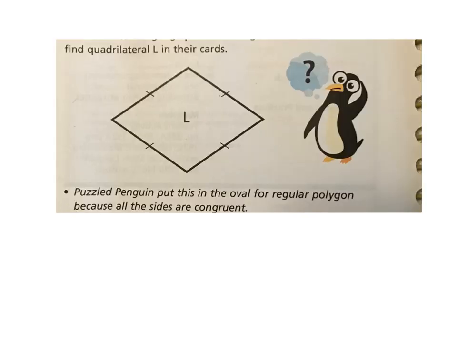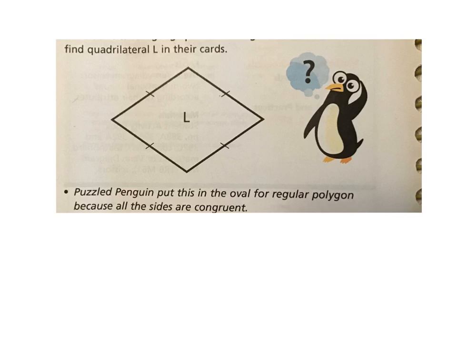Let's do a quick review with Puzzled Penguin. Yesterday you were supposed to have sorted cards, and today I want to just review before we move on. So this is the card L, the quadrilateral L in the cards, and Puzzled Penguin put this in the oval for regular polygon because all the sides are congruent.